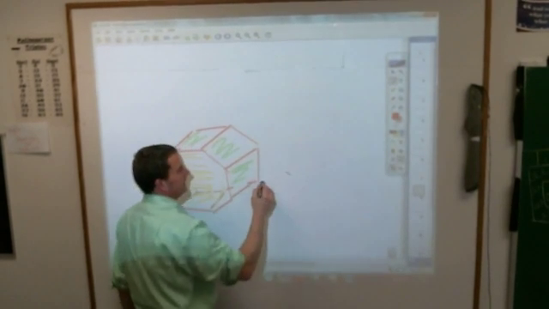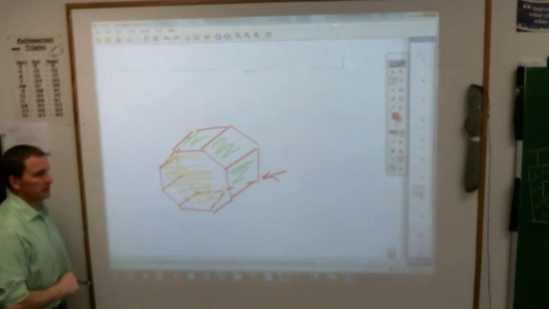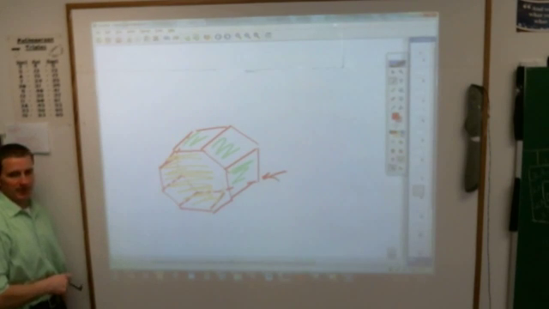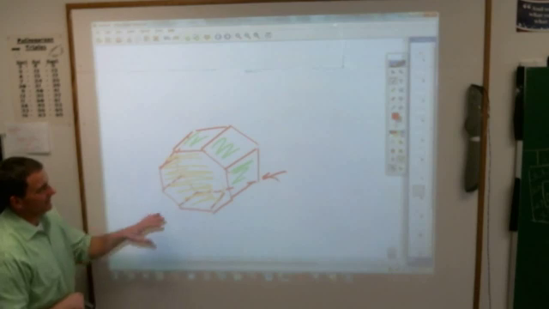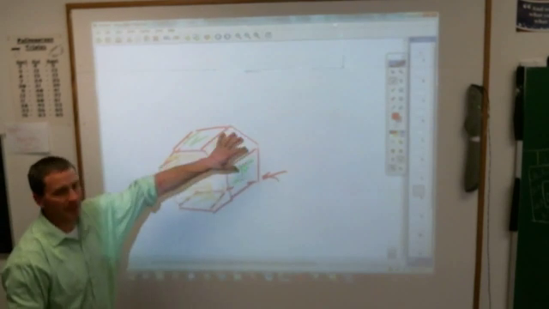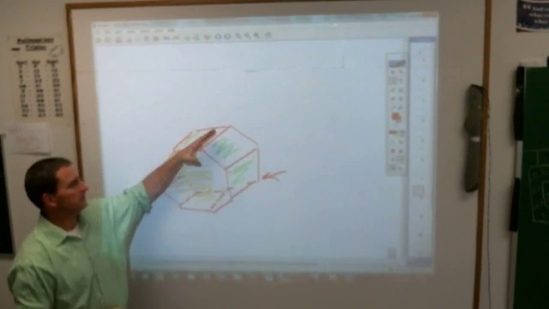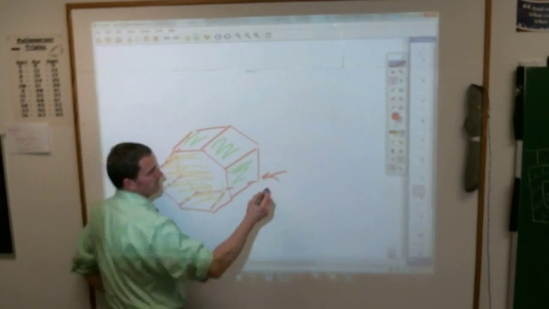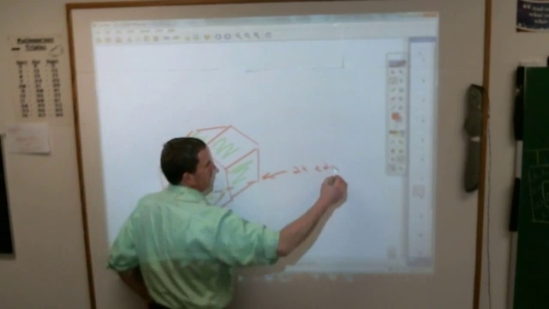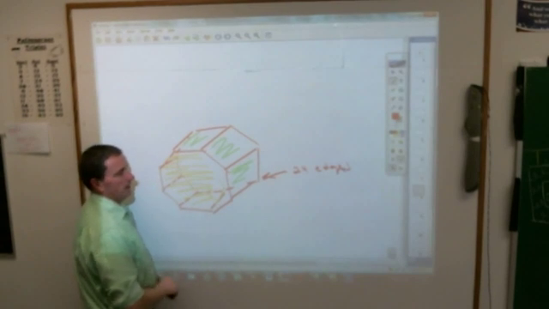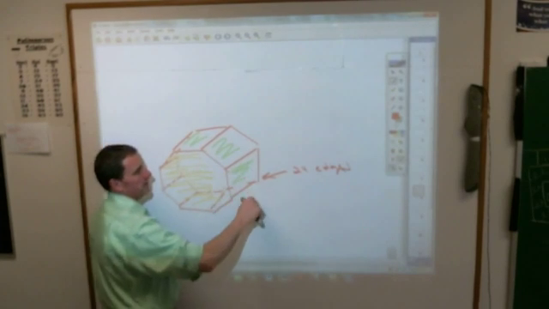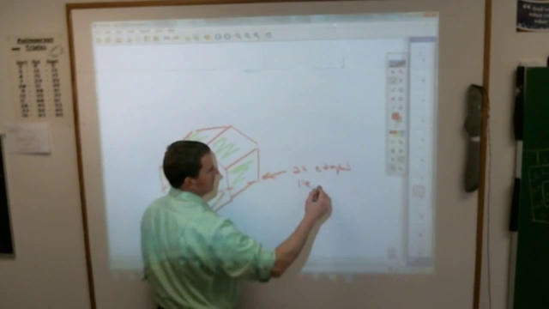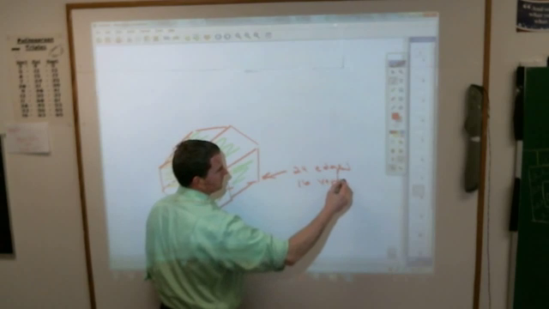If I asked you how many edges an octagonal prism has, how many edges would that be, Bryce? 8 to make the front, 8 to make the back, and then you've got 24. And then how many vertices? 8 corners right there, and 8 corners to make the back. 8 plus 8 is what?